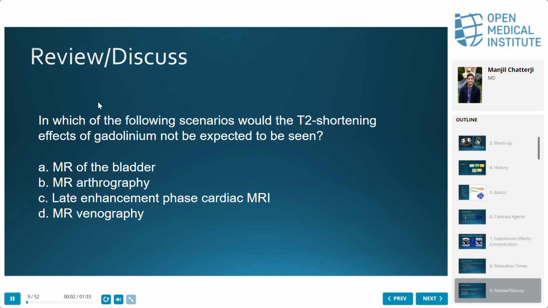So let's review and discuss here. Which of the following scenarios would the T2 shortening effects of gadolinium not be expected to be seen? So when would we not really see T2 shortening effects? When would we not see these concentrated effects of gadolinium? Is it in MR of the bladder? Is it in arthrography? Is it venography? Or is it late enhancement of a cardiac MRI?